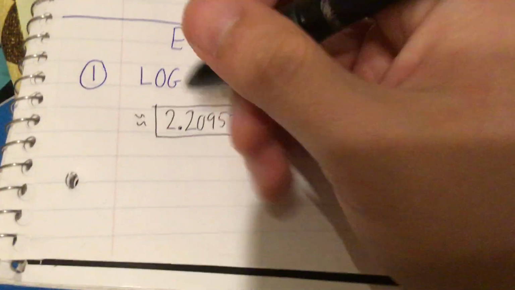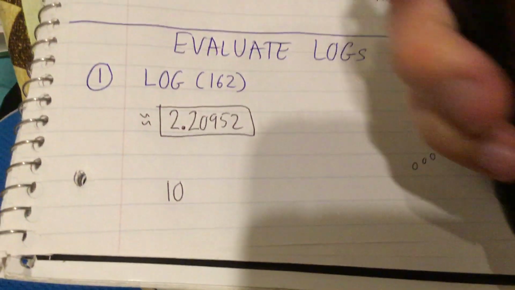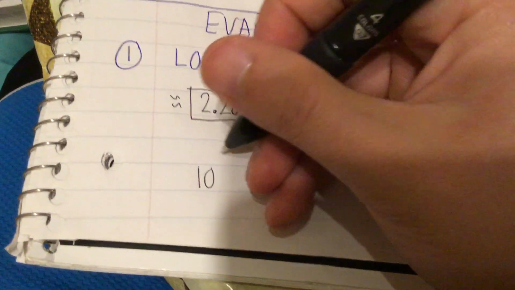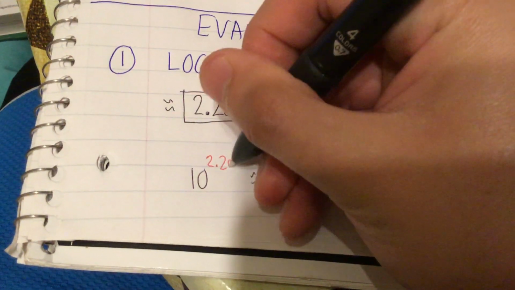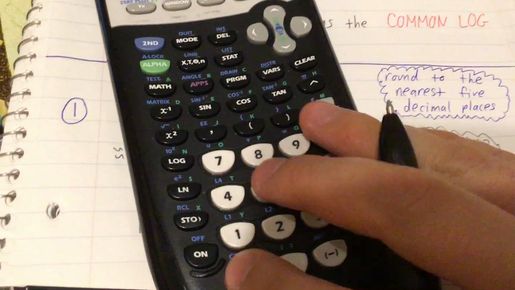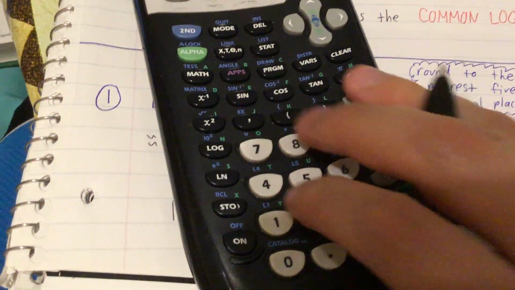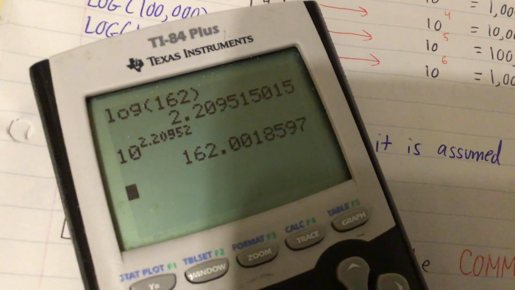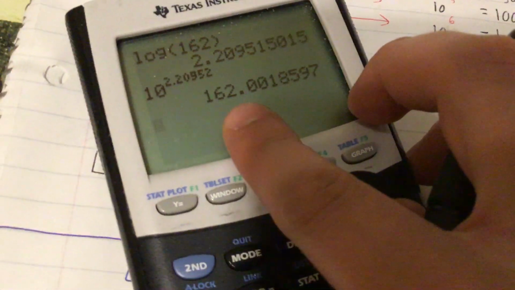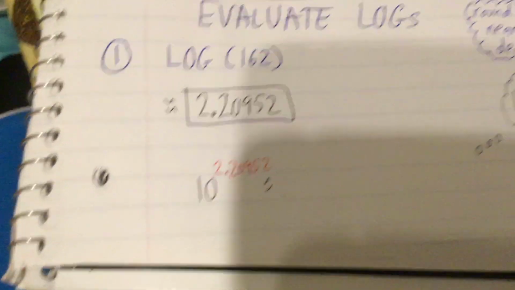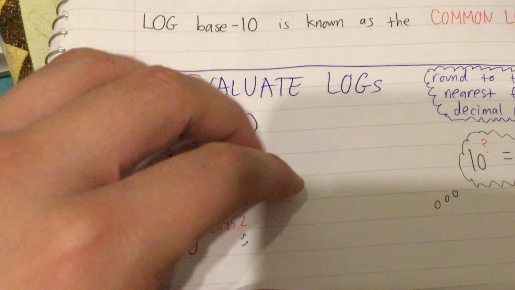Okay. So just to check my work on this problem, let's say I plug in 10 to the 2.20952 in the calculator. I'm going to get 162.00185, blah, blah, blah, but basically so close to 162. The more decimal places you use, the more accurate your solution will be. So remember, round to the nearest 5 decimal places.